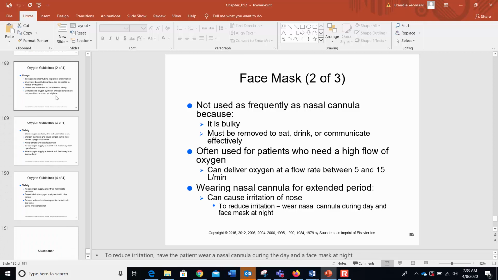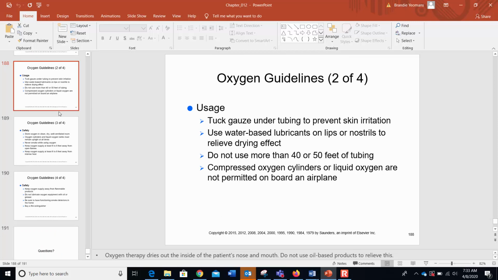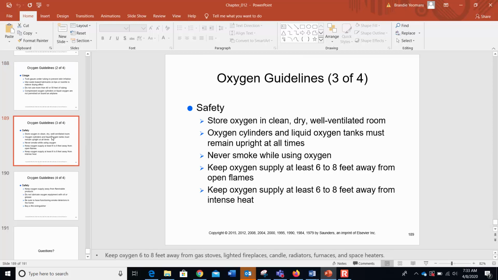And some of the things you have to remember with your patients who are on oxygen therapy is the safety measures. We want them to store their oxygen in a clean, dry, well-ventilated room. We want them to stay away from heat sources, so do not smoke around that oxygen. It is combustible and flammable. I mean, it's just kind of a given.